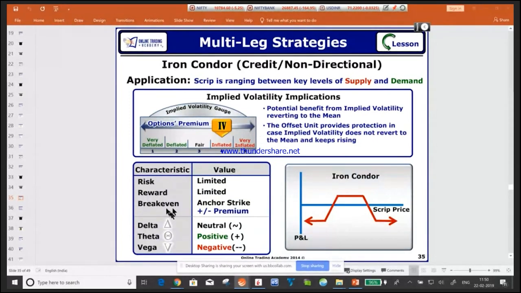Risk limited, reward limited. Again, break even is similar to that. Anchor strike plus premium on the call side, anchor strike minus premium on the put side. Remember, in these non-directional strategies, you will have two break even points. Delta again neutral, less than 0.25 and greater than 0. Theta positive because you're selling options. When you're selling options, time is your friend. Vega is negative. Why is Vega negative? Yeah, so IV can go back to section 5, right?